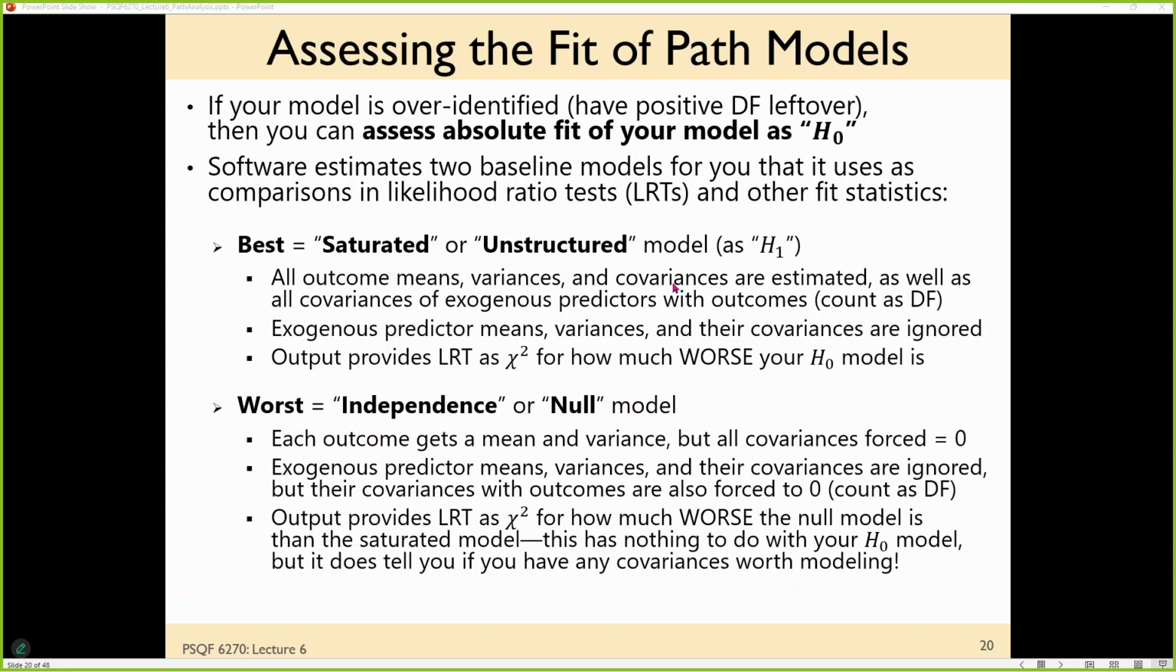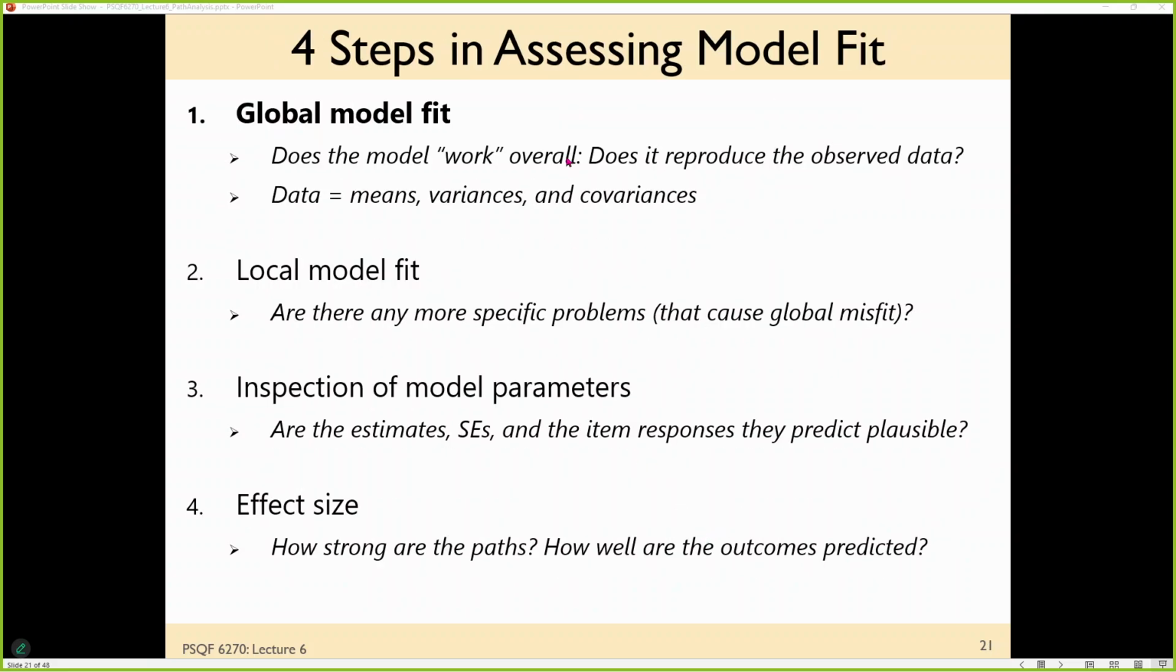So that's one point of comparison. That's the most important one. Another one that you'll see is the worst possible model, in which every variable gets its own mean and variance, but all the covariances are forced to zero. And so then some fit statistics ask how much better than the worst model did you do? Which is a different way of looking at the same question. How much worse are you than perfect, or how much better are you than the worst? Somewhere in the middle. So global fit then is the question of, did we recreate the patterns in the data adequately enough?